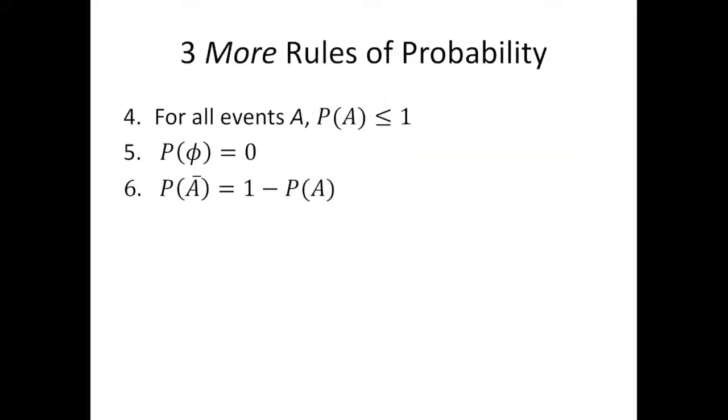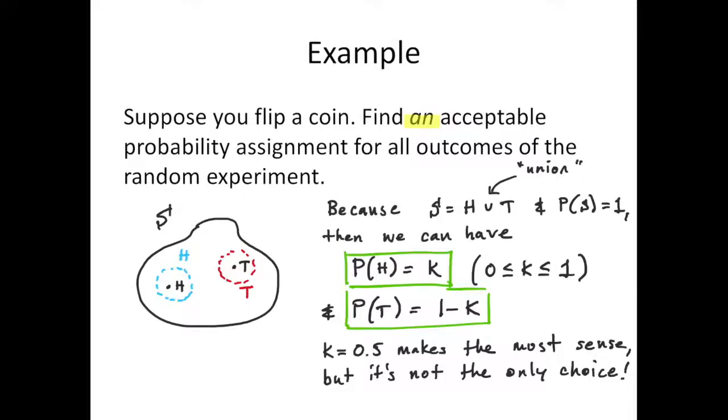So 3 more rules of probability. I mentioned this earlier a couple slides ago, but for all events, not only do probabilities have to be greater than or equal to 0, they also have to be less than or equal to 1. Rule 5, the probability of the impossible event, the empty set, is equal to 0. Now finally, the probability of the complement of any event is 1 minus the probability of that event. So if I go back to the previous slide, the probability of heads was k. Well, what's the complement of event H? That'd be all the sample points not in H. Well, that's just T.